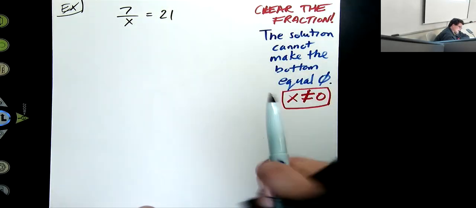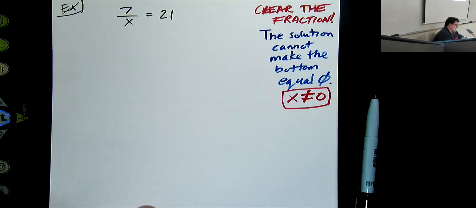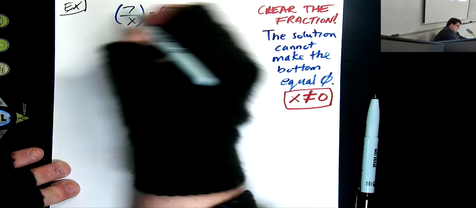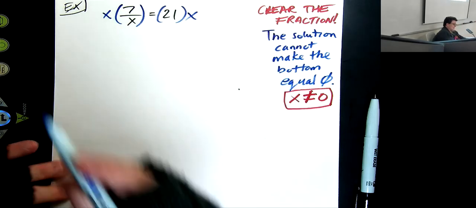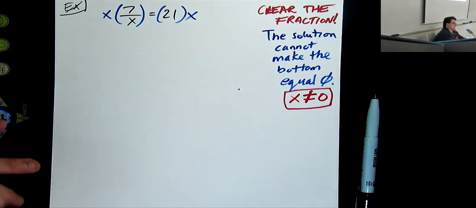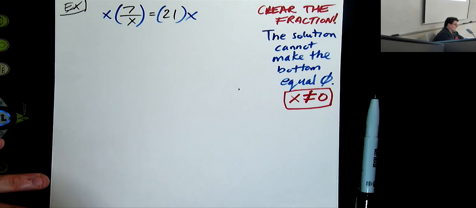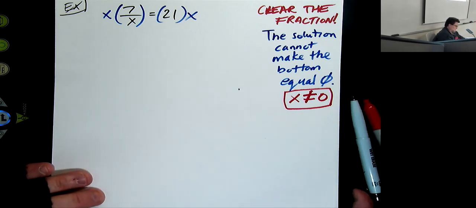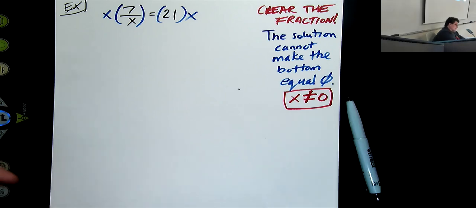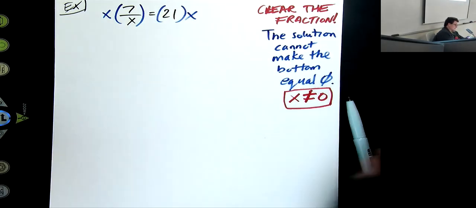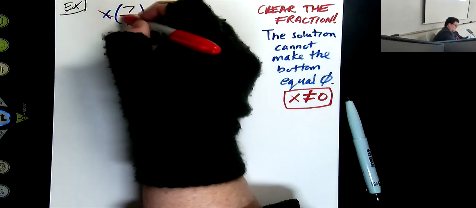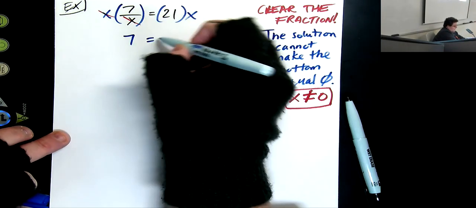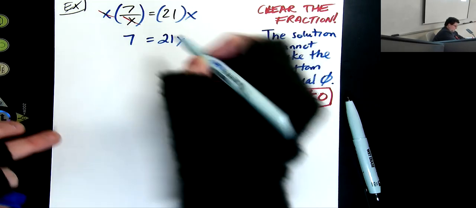So the same process applies. We're going to clear fractions. I'm going to multiply both sides. The denominator here is only x, so let's multiply both sides by x. This is the same thing as cross multiplying, before someone asked me about cross multiplying. The x's on the left cancel out, and I'm just left with 7 on the left. And I have 21 times x on the right.